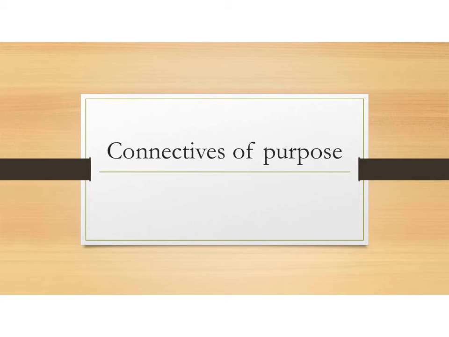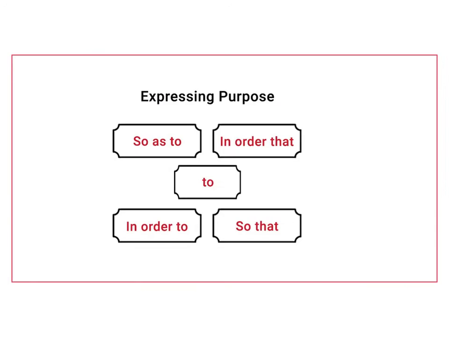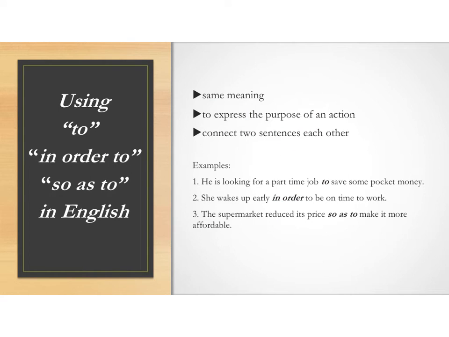This video will focus on the connectives of purpose. Basically, we have a lot of options when we want to express the purpose. For example, so as to, in order that, to, in order to, and so that. First, I will talk about the connectives of to, in order to, and so as to.